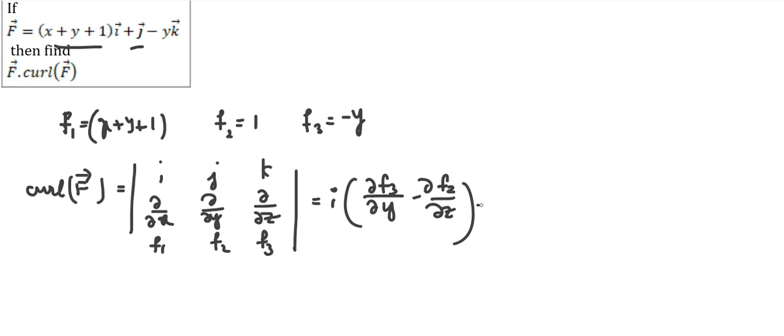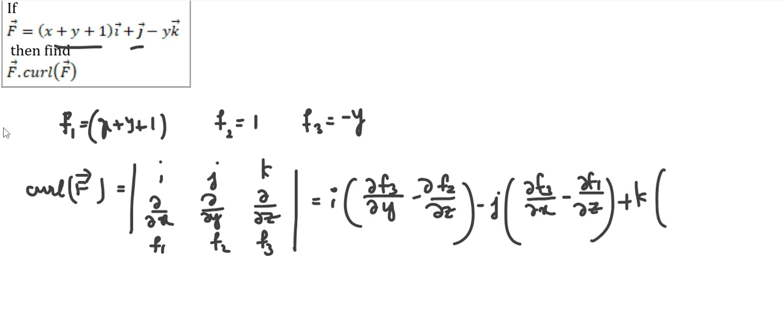Okay, so minus j into, delete the corresponding column and row, and we consider the determinant of the remaining part. It is ∂F3/∂x - ∂F1/∂z. So plus k into, you delete the corresponding row and column and consider the determinant. So ∂F2/∂x - ∂F1/∂y.